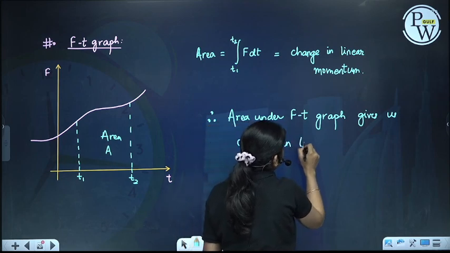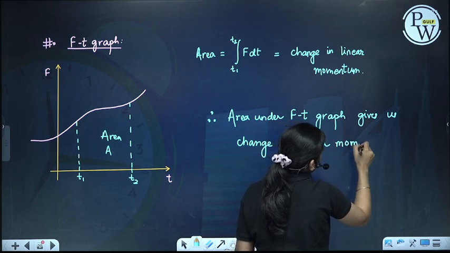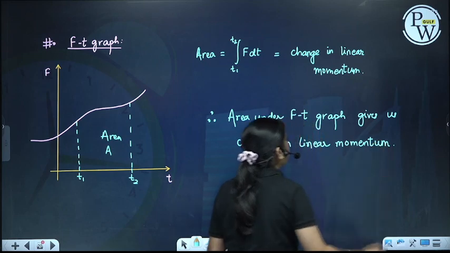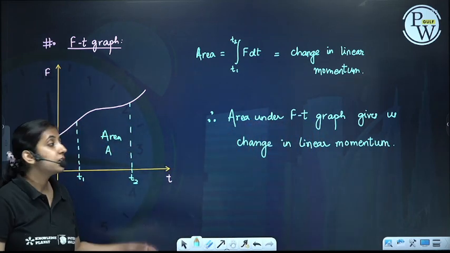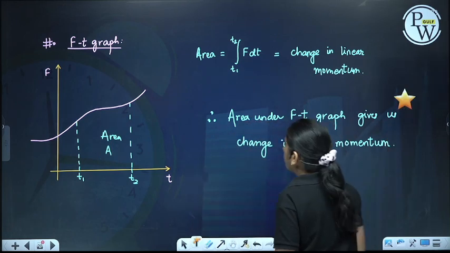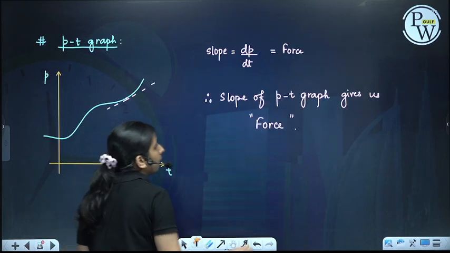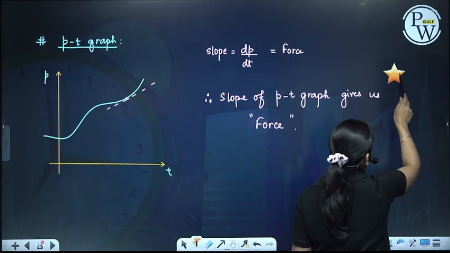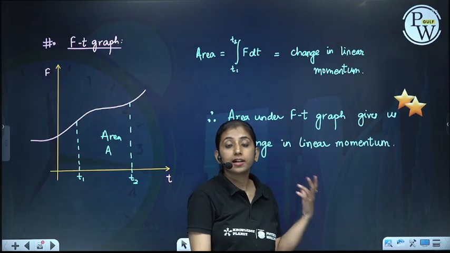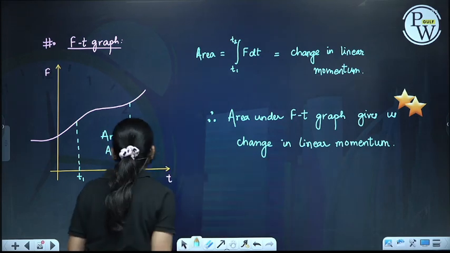Area under force-time graph gives us change in linear momentum. This is very important, we have to remember it. If we have a momentum-time graph, its slope will give us force, and if we have a force-time graph, its area will give us change in linear momentum of the body.